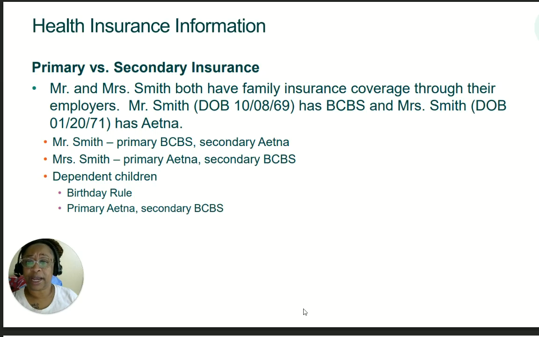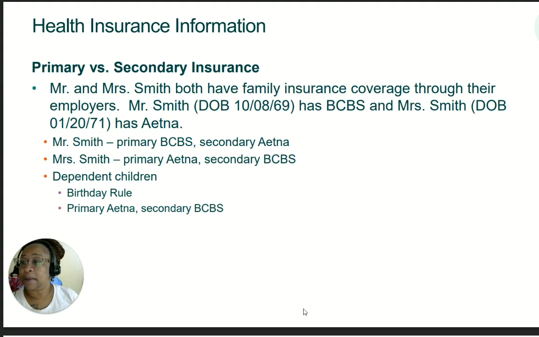Primary versus secondary insurance is important as well. It can also be called a coordination of benefits when both are available. If there's only a primary insurance, there is no need for a coordination of benefits because we will only be submitting the claims to one insurance.